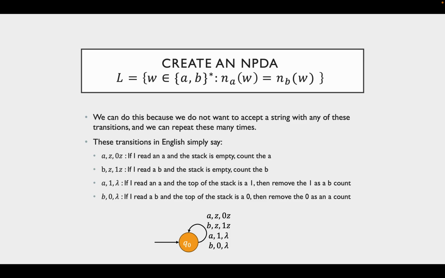These transitions in English simply say A, Z, 0, Z. If I read an A and the stack is empty, count the A. B, Z, 1Z. If I read a B and the stack is empty, count the B. A, 1, lambda. If I read an A and the top of the stack is a 1, then remove the 1 as a B count. B, 0, lambda. If I read a B and the top of the stack is a 0, then remove the 0 as an A count.